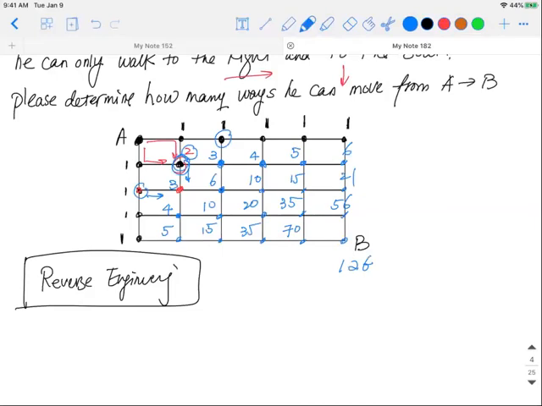This is the basic counting. You are not using any special technique; you just list them out using enumeration. So there are 126 ways for Peter to walk from point A all the way to point B. I see pretty much everyone has the correct answer. This is an easy problem.